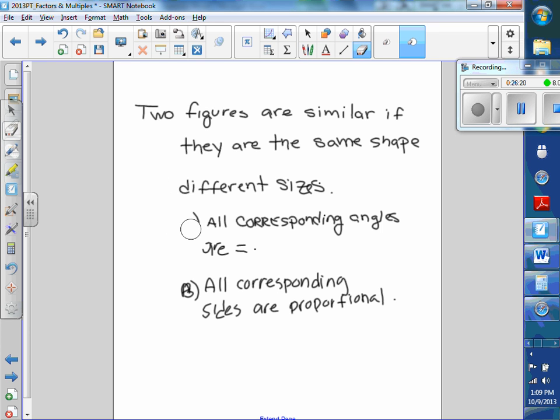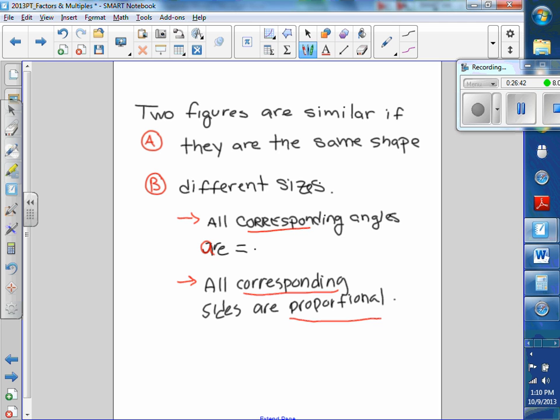So 2 figures are similar. What makes them similar is they're the same shape and different sizes, okay? And when they're different sizes, that means all the corresponding angles are equal, but all the corresponding sides are proportional. So there's all that vocab in here. The word similar is the key. That's what we're just describing here, similar figures. That is our notes. That should be your notes. We're going to come back to that a lot in this booklet. So take a minute to do that.